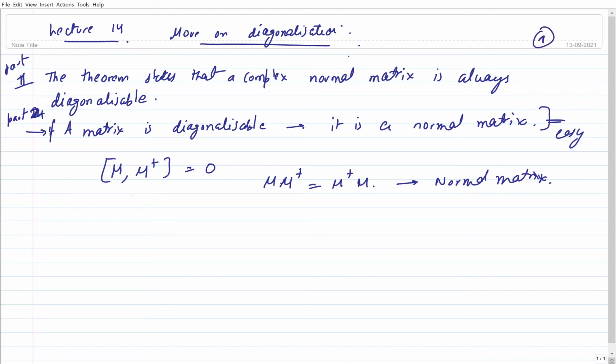Notice how this theorem is so beautiful. This condition is so easy to check by a simple computation. M, the Hermitian conjugate transpose, you can just take it, multiply, and check it. So this can be checked by simple computation.